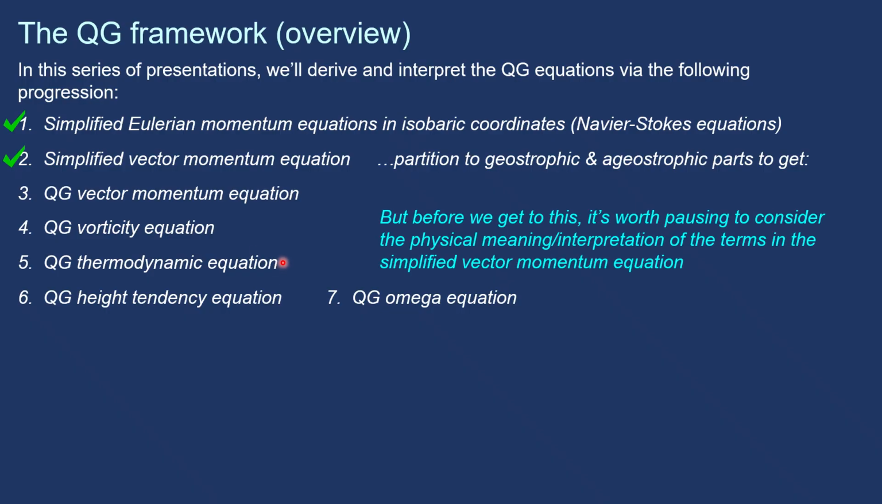But before we even get to that, it's worth at this particular point pausing to consider the physical meaning and interpretation of the terms in the simplified vector momentum equation that we just wrote down. And I'll do this several times throughout this entire process of deriving the QG framework, just so that we don't forget the physical meaning of a lot of these terms as the equations continue to get more and more complicated as we work our way down through the process.